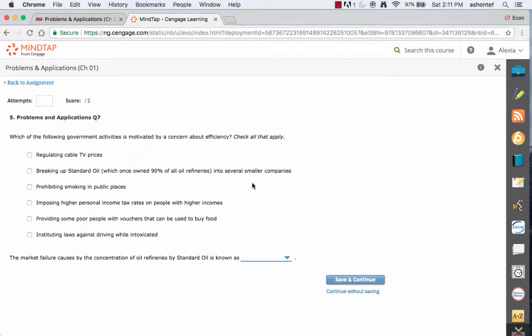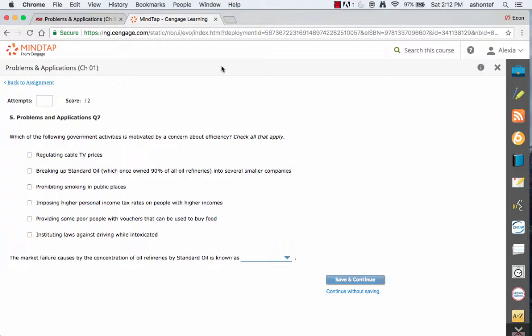We'll continue on. Okay, this question reads, which of the following government activities is motivated by a concern about efficiency? So you want to click all that apply. So the word efficiency, remember, is this idea in economics that we're using our resources, as I mentioned in the previous question, to their maximum or to their potential. So we want to look at this question and say, okay, which of these activities, from a policy standpoint, would we want to think about efficiency?